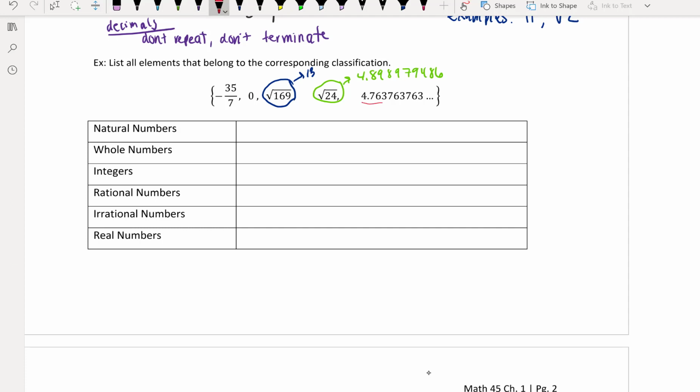And for this one, 4.76376, this one looks like it's repeating. So this is 4.763, and then it repeats again, 763, 763, 763. So it repeats every third decimal, okay? And if I have -35 divided by 7, that's actually going to be -5.